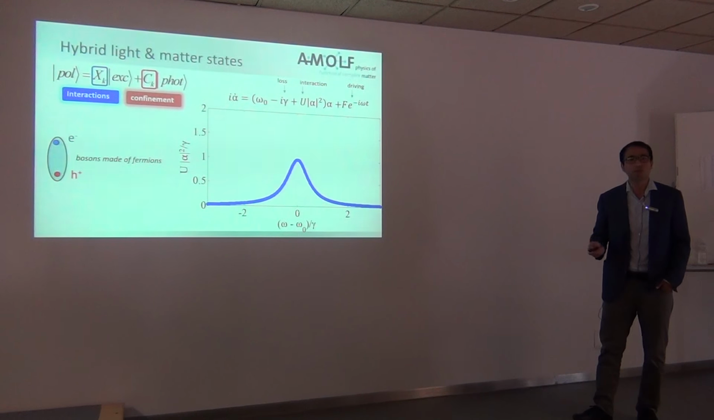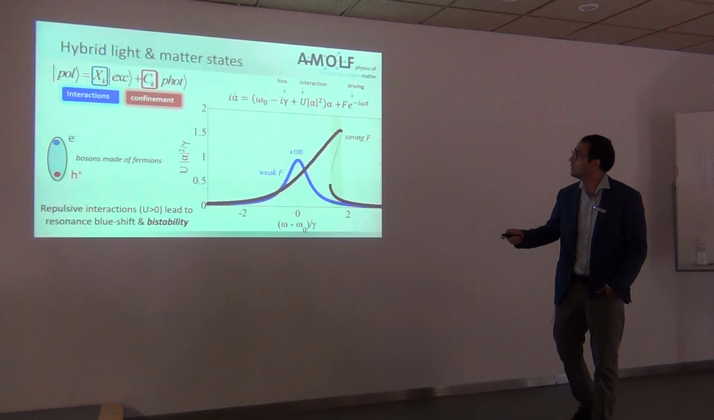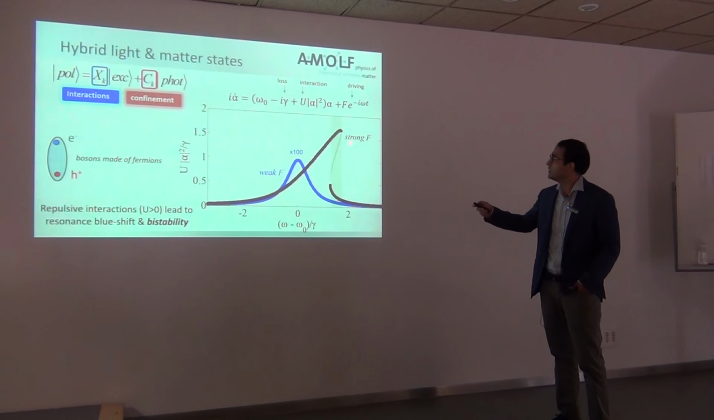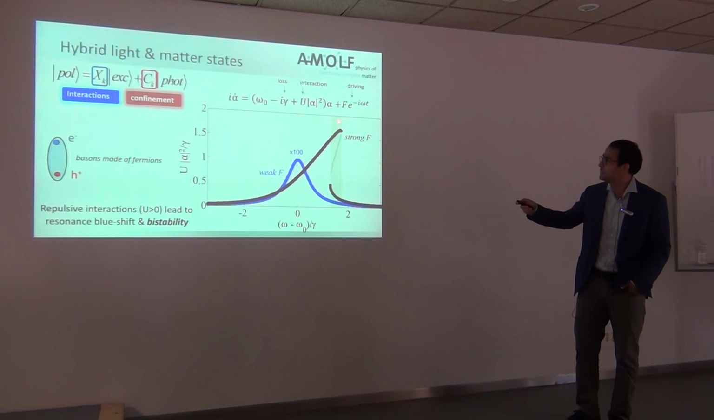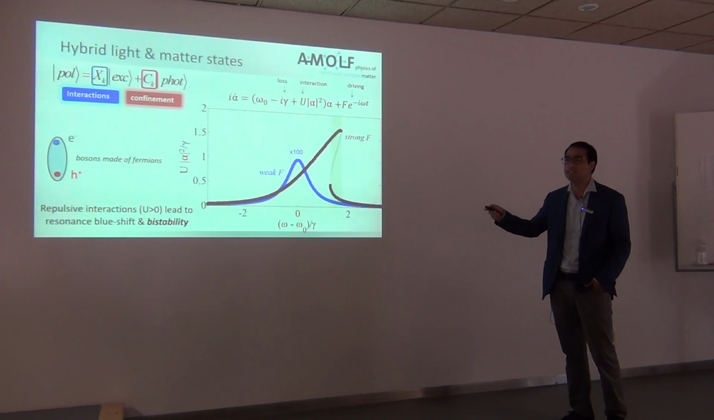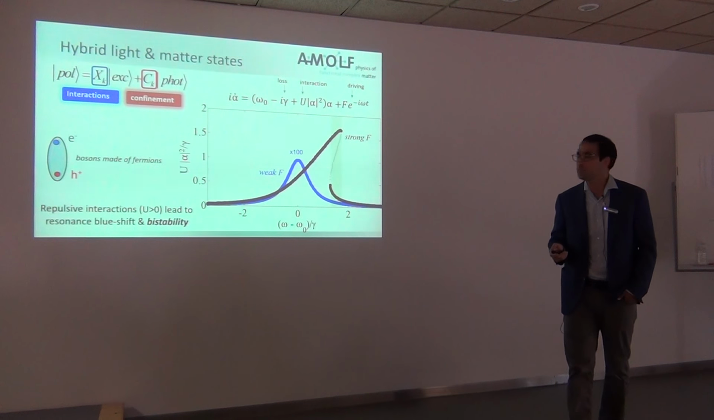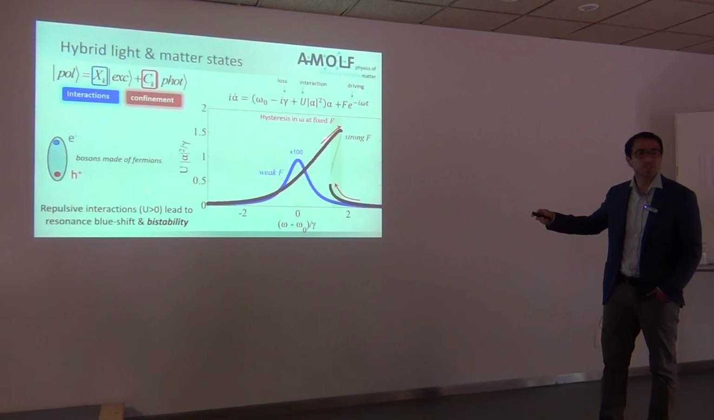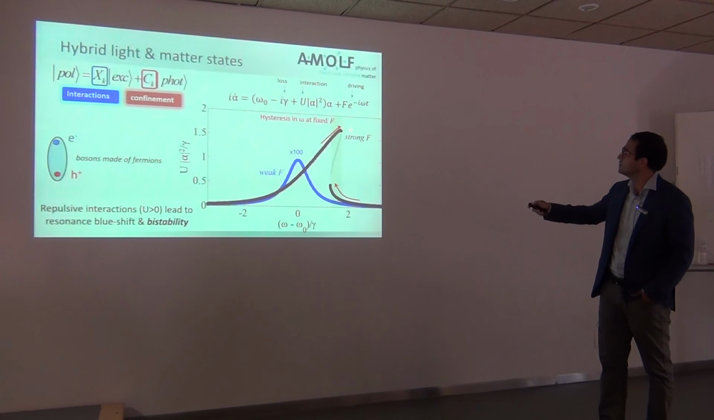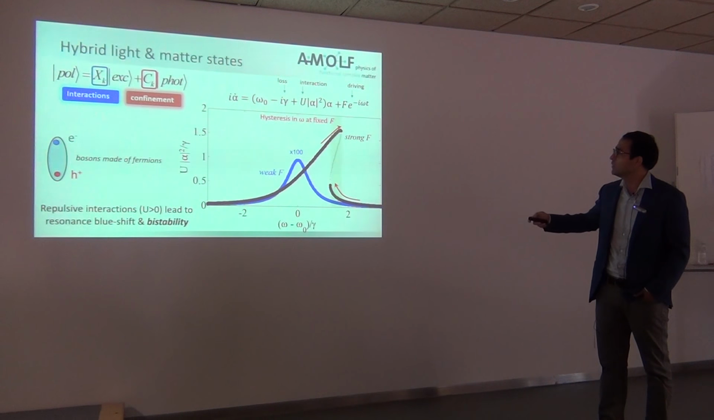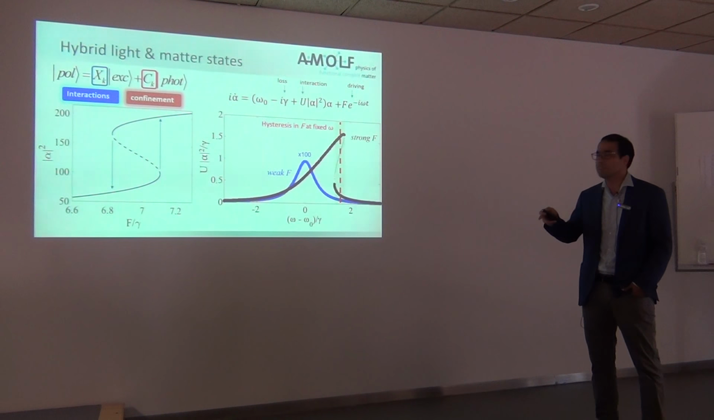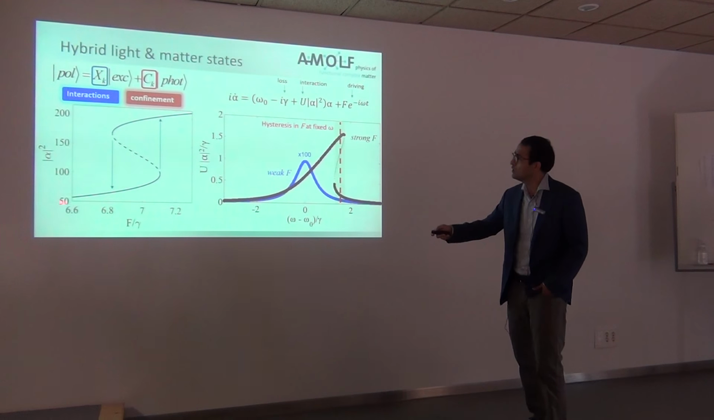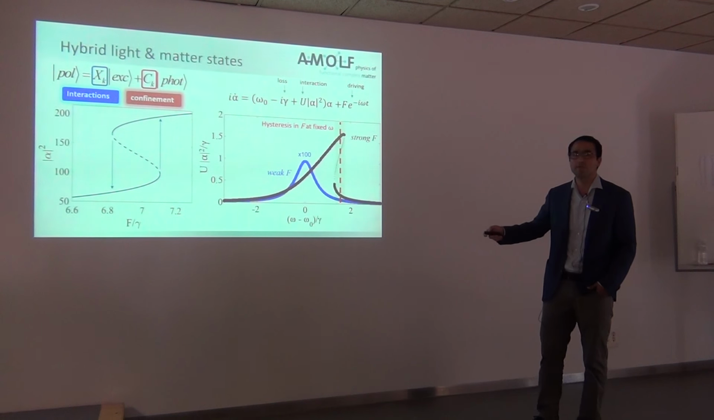For weak driving, you get a Lorentzian resonance. For strong driving, interactions become significant, and you get a blue shift, and you see bistability. So there are 2 stable steady states at a single driving condition. If you were to scan the frequency at constant driving amplitude, you see hysteresis coming this way and returning this way. Conversely, if you fix the frequency and you scan the amplitude, you see the characteristic S-curve of bistability.